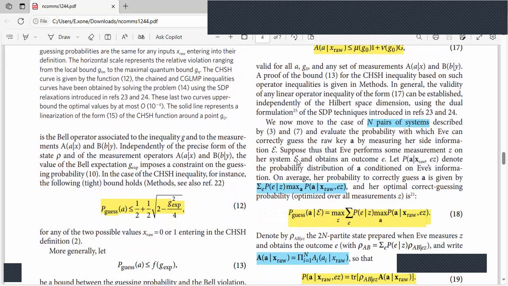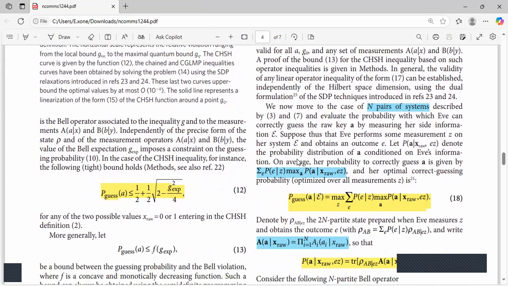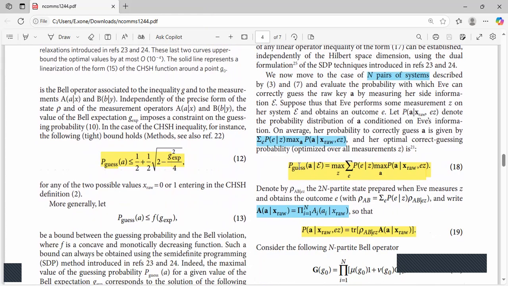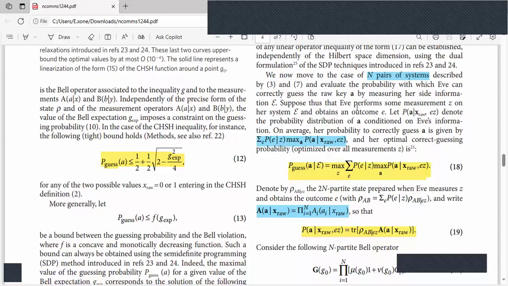Again, generalizing this result for n pairs of systems, we have Eve, and she has a system epsilon, and she performs some measurement on her system and gets some result like this. The guessing probability of Eve is given in equation 18, and it is maximized over some probability distribution depending upon the measurement.